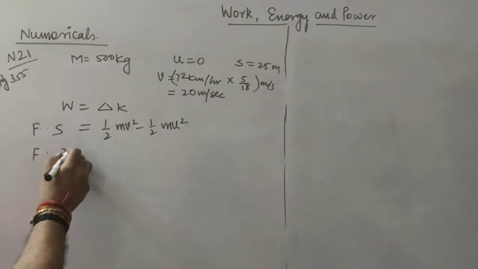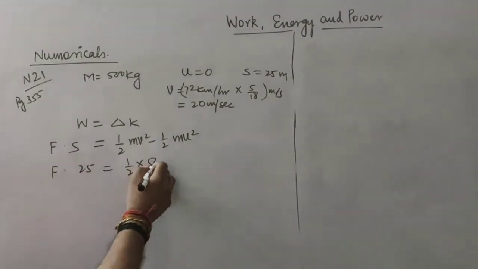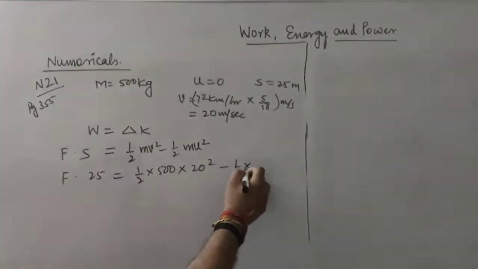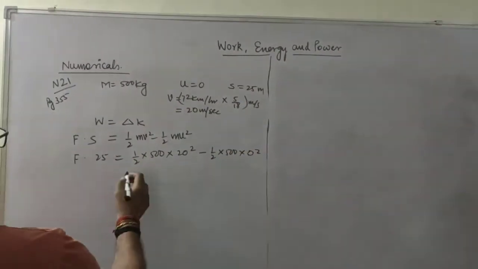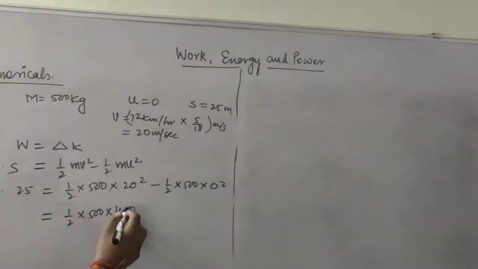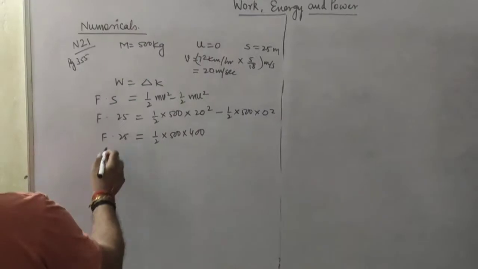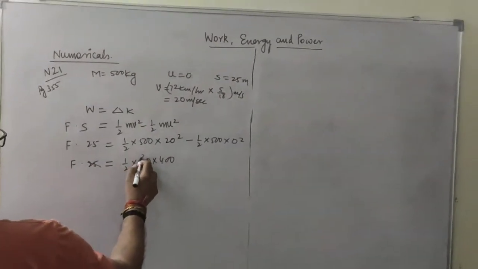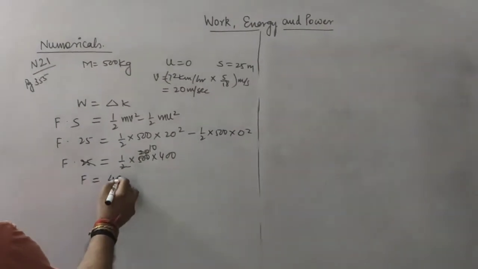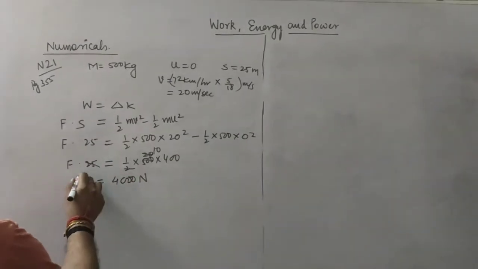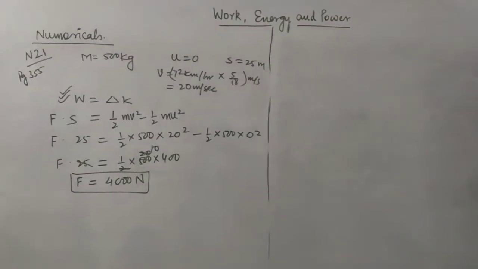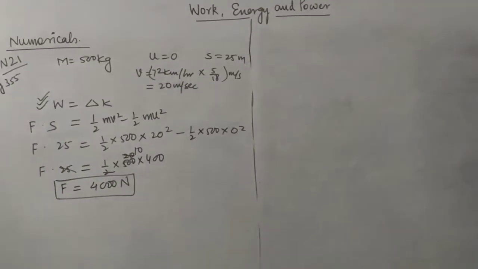So displacement is 25 meter, half into 500 into v, that is 20 square, minus half into 500 into 0 square. So you are left with 1 by 2 into 500 into 400 equals f into 25. You need to find f. So f is found to be 4000 Newton. But if you apply this concept and it strikes your mind, you will surely take less time.